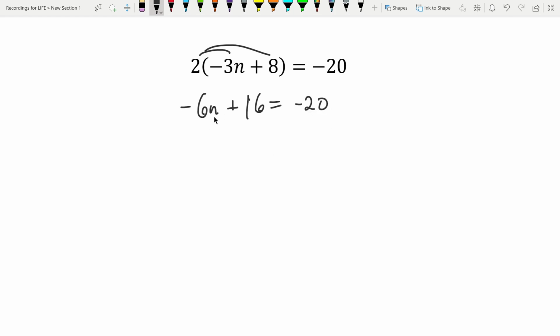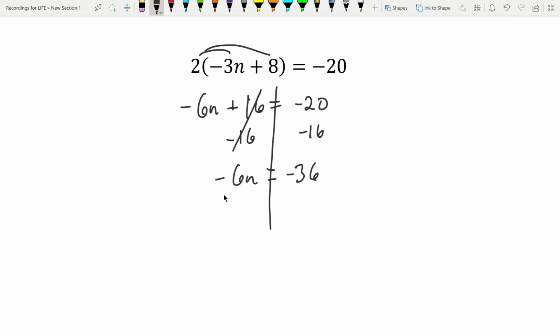Now I need to get the n by itself by getting rid of the other term. So we have 16. We're always going to do this one first. Subtract 16. Those cancel. We're still left with this -6n that hasn't moved. And then -20 minus 16, that's going to be -36.